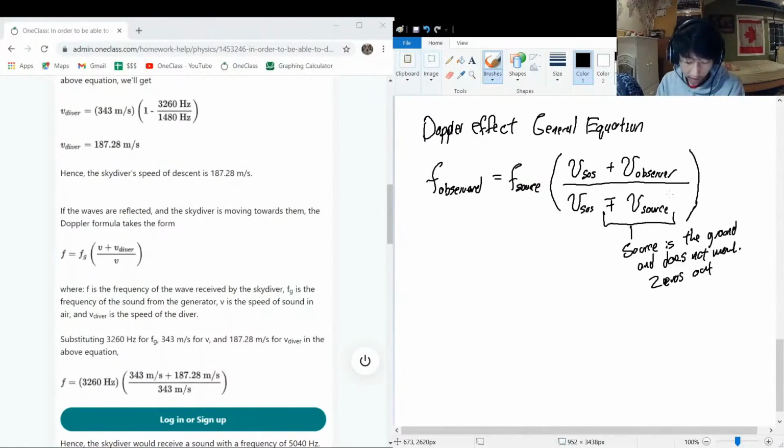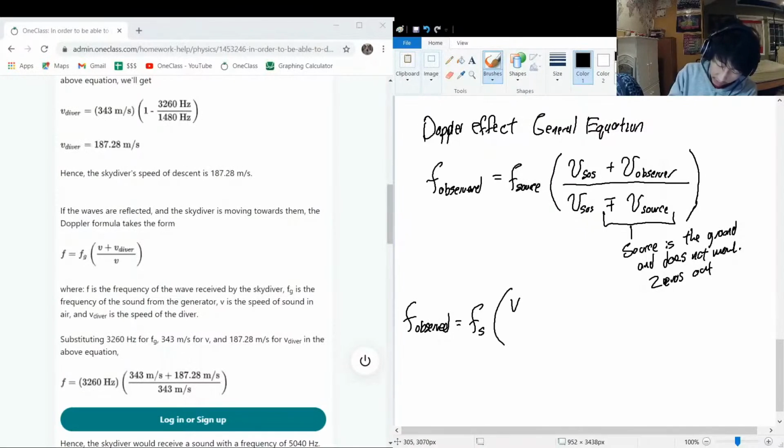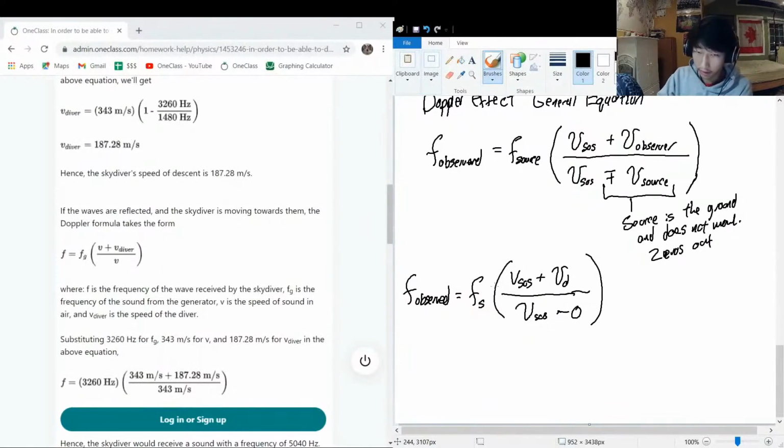Okay, so essentially we just have to sub into the equation. We don't really need to do any algebra because it's already organized in the proper way. So we have F observed is equal to FS for F source and then VSOS plus VD, the diver is the observer in this case, all over the VSOS. And I guess we can do minus 0 because the source is not moving, but we don't really need to write that. And let's sub in our numbers and figure this thing out.